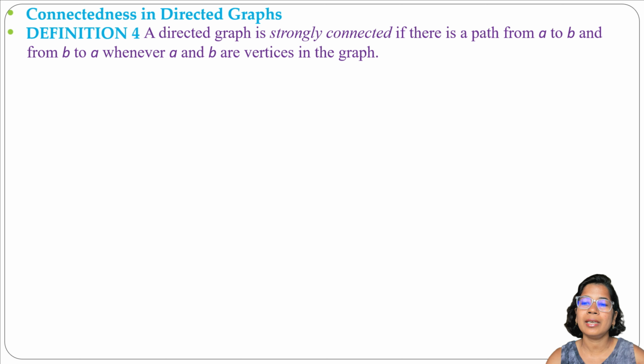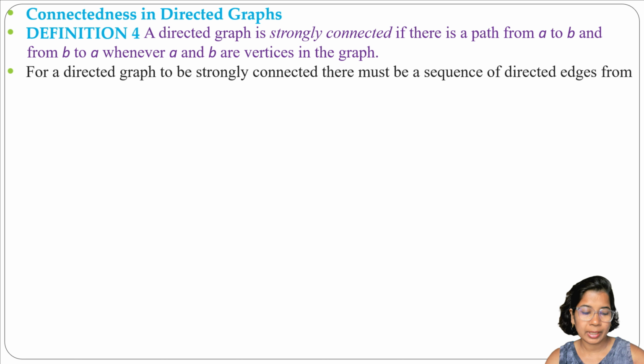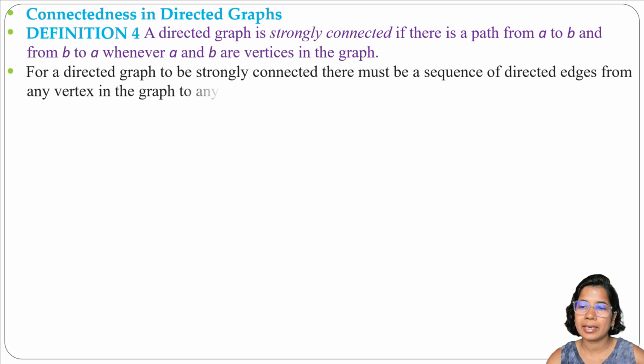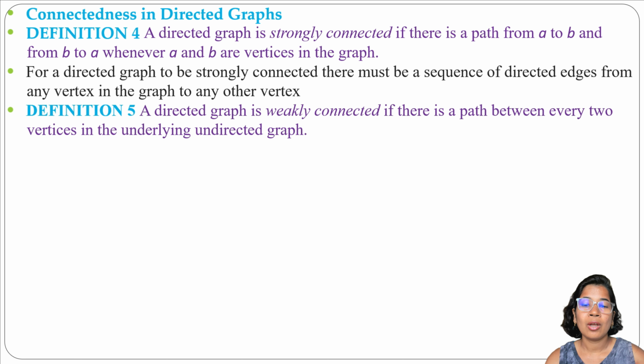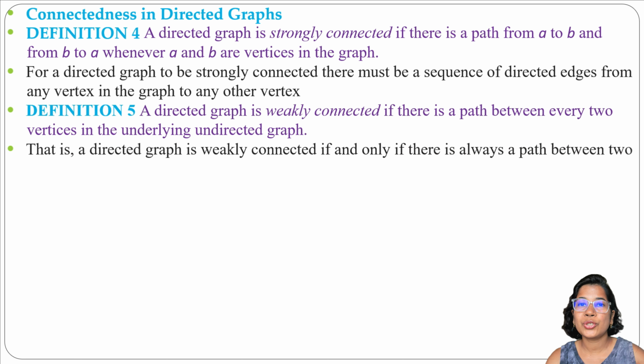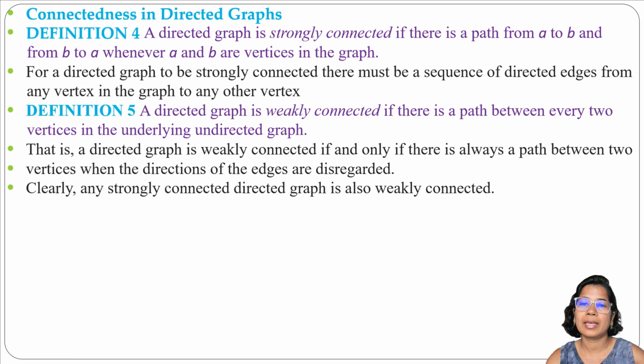For a directed graph to be strongly connected, there must be a sequence of directed edges from any vertex in the graph to any other vertex. Means there should be a directed path from any vertex to any other vertex. Now definition 5: a directed graph is weakly connected if there is a path between every two vertices in the underlying undirected graph. Means if we remove the direction and consider this as an undirected graph and there is a path between every pair of vertices, then it's called a weakly connected graph. So we can say every strongly connected graph is also a weakly connected graph.